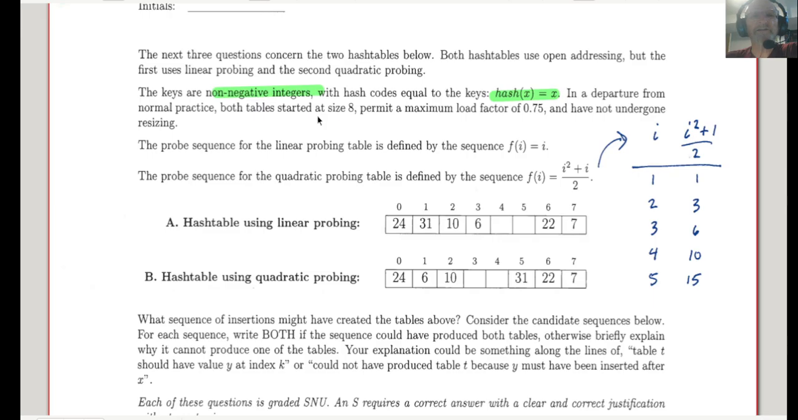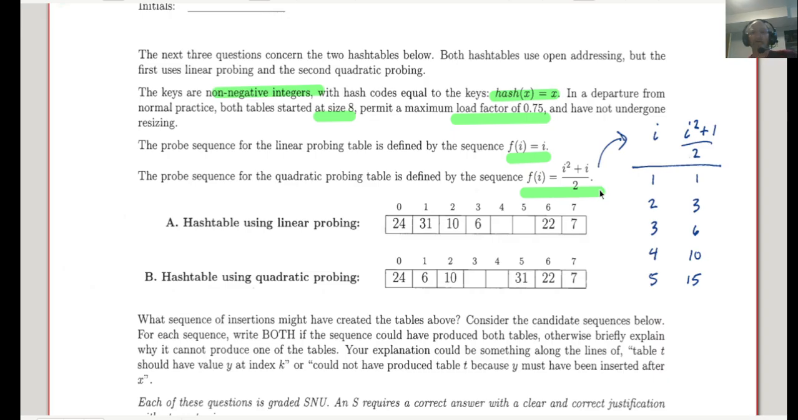Both tables start at a size of 8 and permit a maximum load factor of 0.75. There are 6 values in the tables right now, so they are at the load factor, and that's just fine. The first table, A, uses linear probing with the probing function f of i equals i. Table B uses quadratic probing with the probing function right here, i squared plus i over 2.